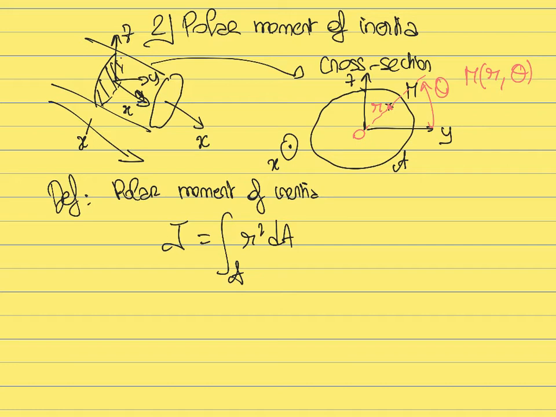So I'm going to do the sum of all the points M belonging to the entire cross-section dA, and I'm going to take the sum over the entire cross-section A of the square R square times the element of surface dA. And that's going to be the definition of the polar moment of inertia.